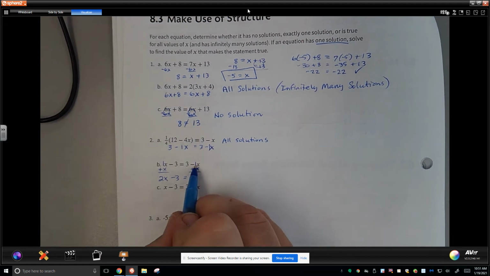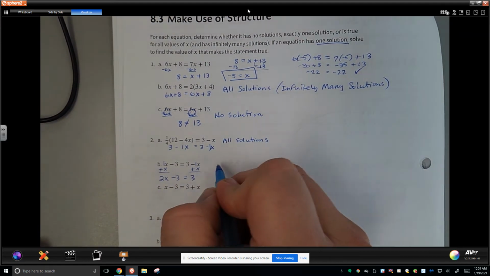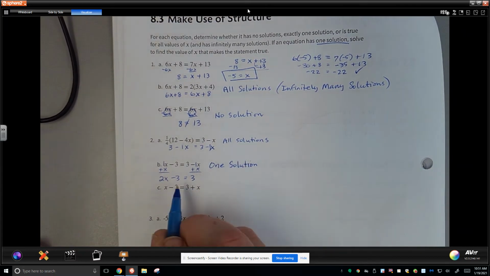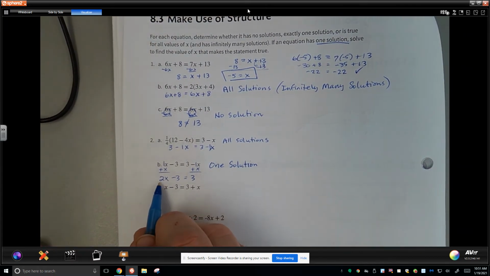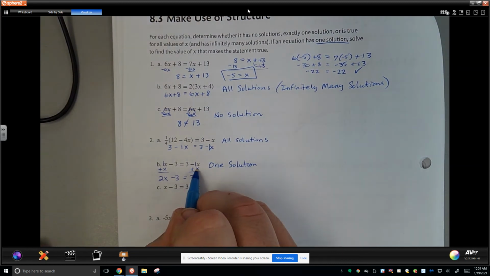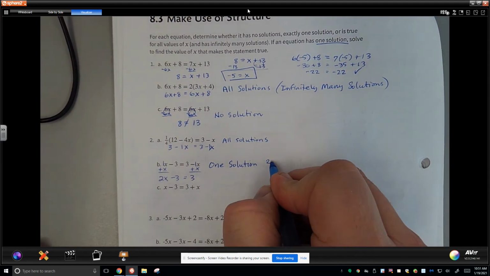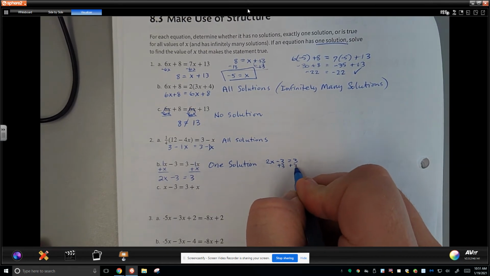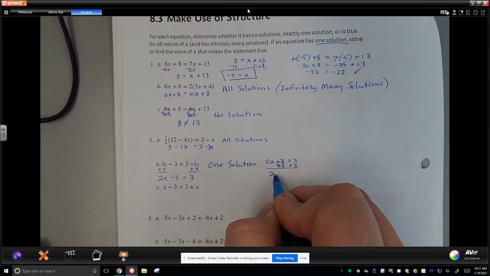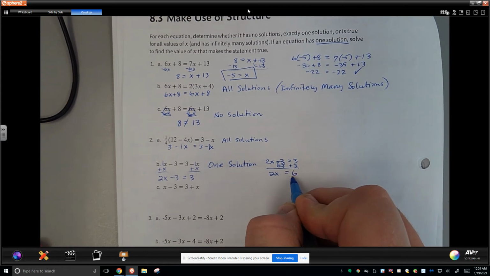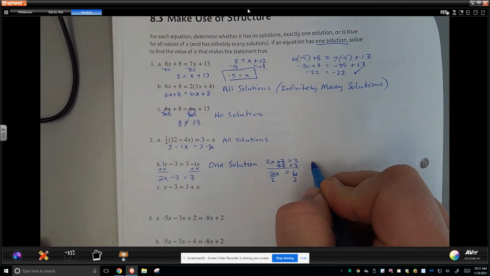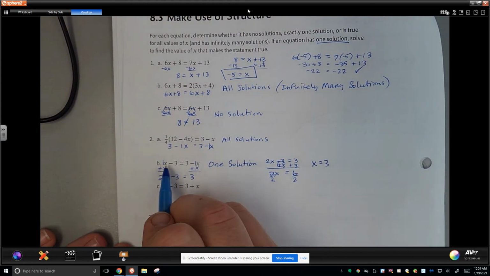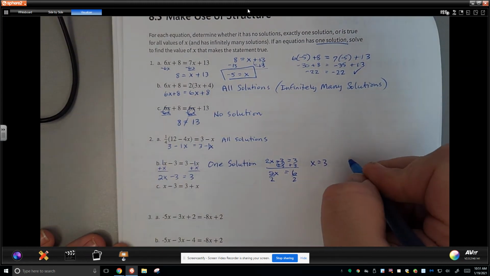By understanding that these two coefficients of x are different, we see that there's one solution, and that one solution, as we did our first step of the addition property of equality, turned into twice the value of x minus 3 is equal to 3. We'll finish this with the addition property of equality, followed by the division property of equality to get x equals 3.